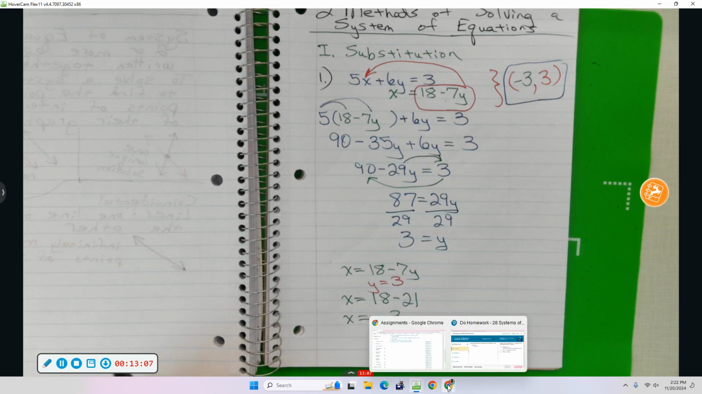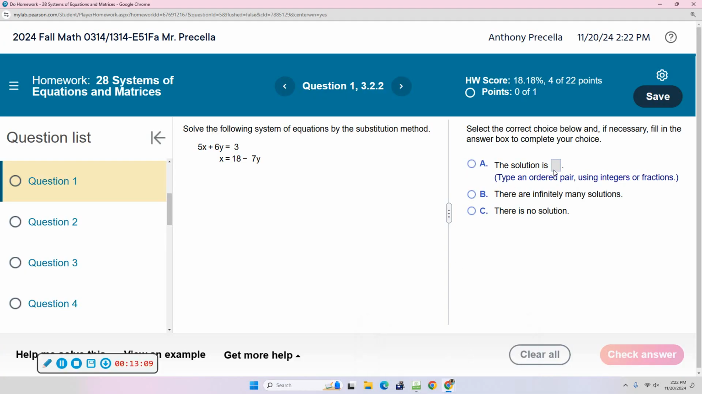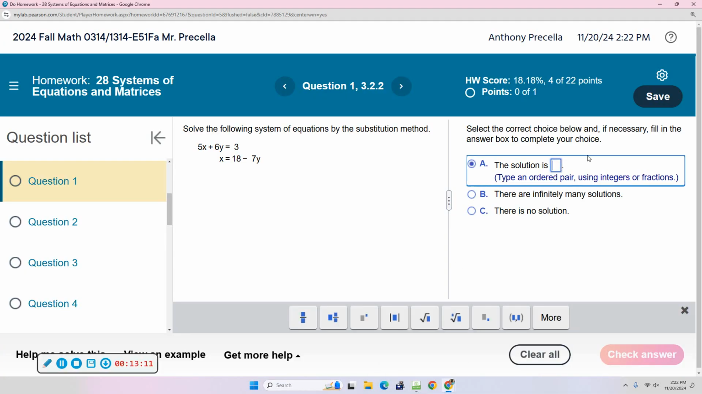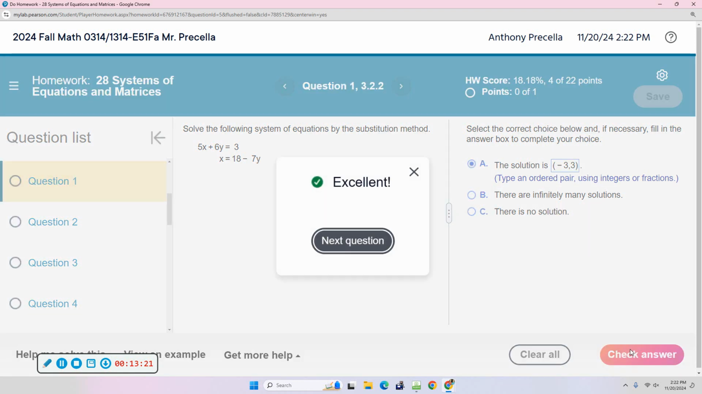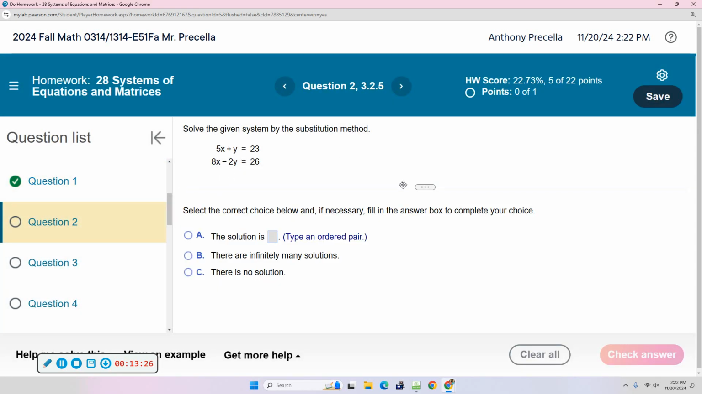Let's look at number 2. Well, wait, I thought I typed in the answer. Oh. Notice you've got to put the parentheses. If you don't, it's going to count it wrong. You've got to type it as an ordered pair. So problem 2 is another substitution. I like this one.